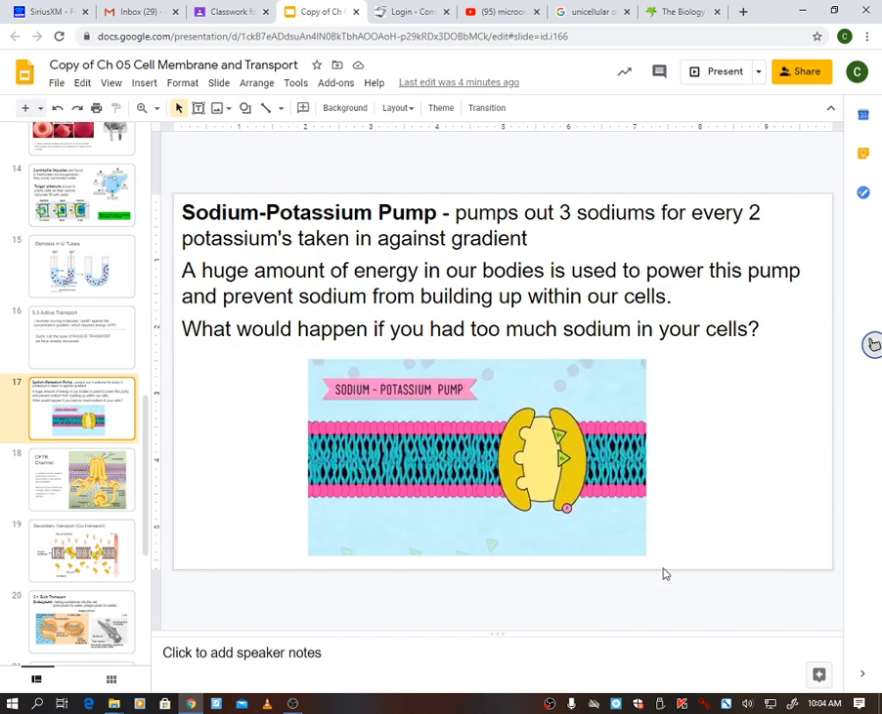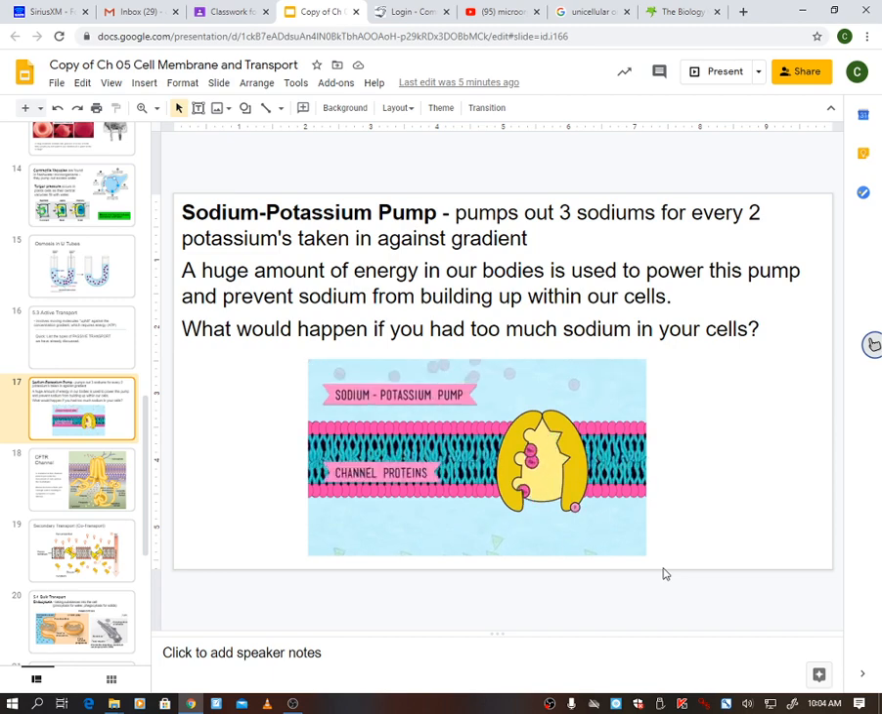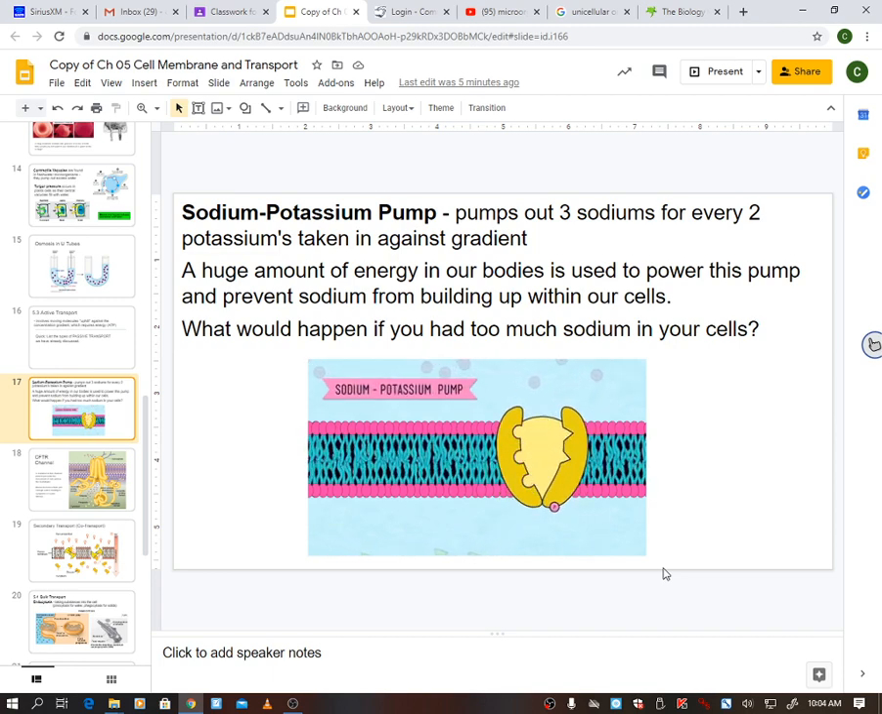So a huge amount of energy in our bodies is used to power this pump and prevent sodium from building up in our cells, right? That's not going to be a good thing. If we had too much sodium in our cells, could you imagine, first off, you would be really thirsty, you would be dehydrated. So that's not a good thing. We need to get that pumped out, and usually it leaves in waste through urine.